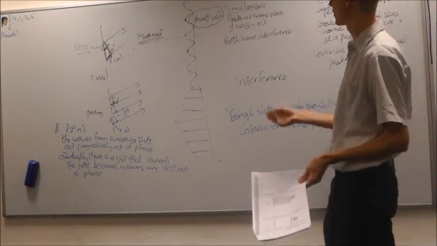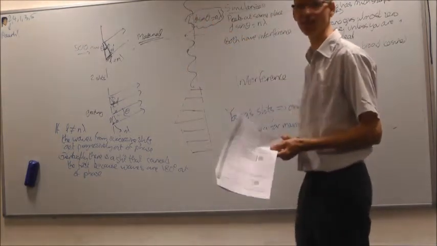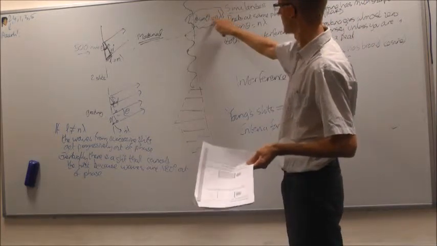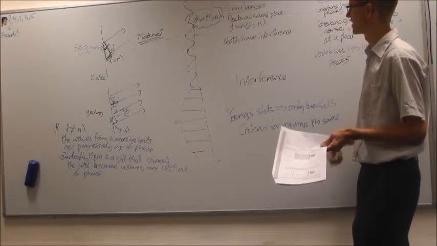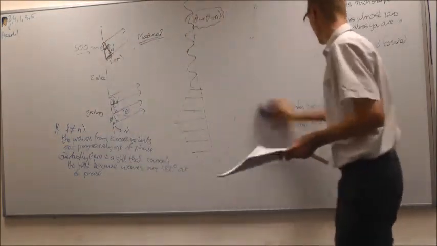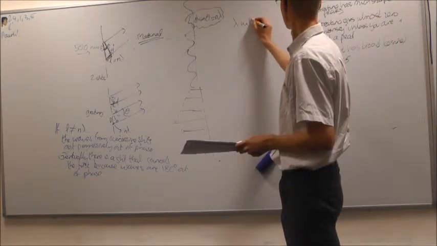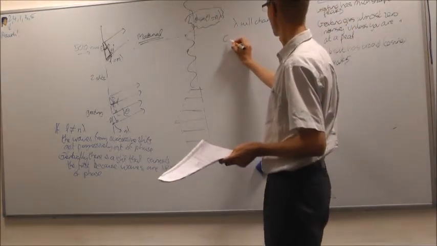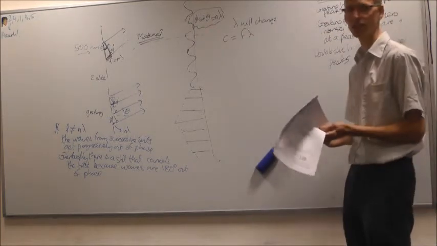What is changing? Well, d isn't changing. Theta, I guess, is where we're looking at. So n, the orders, well, they don't change. So we're going to look at the changes in lambda. Does lambda change when you put the material in? Lambda will change. Remember, our velocity is f lambda, but the velocity has changed with the material.